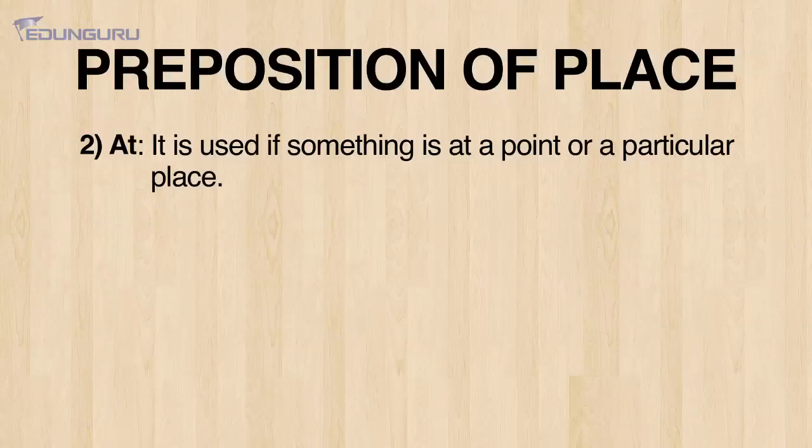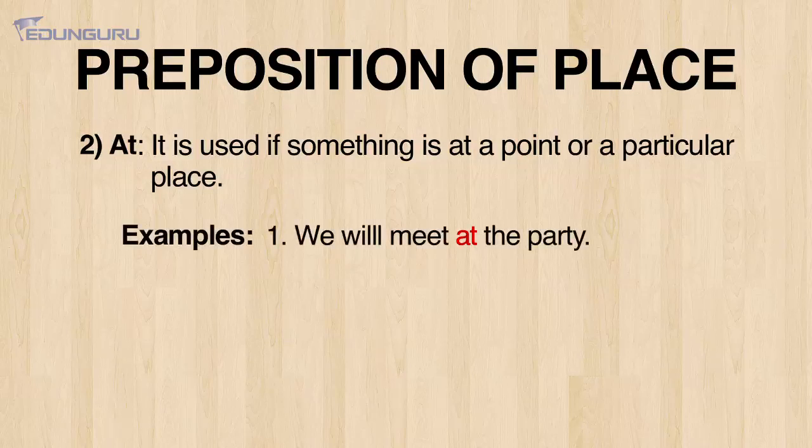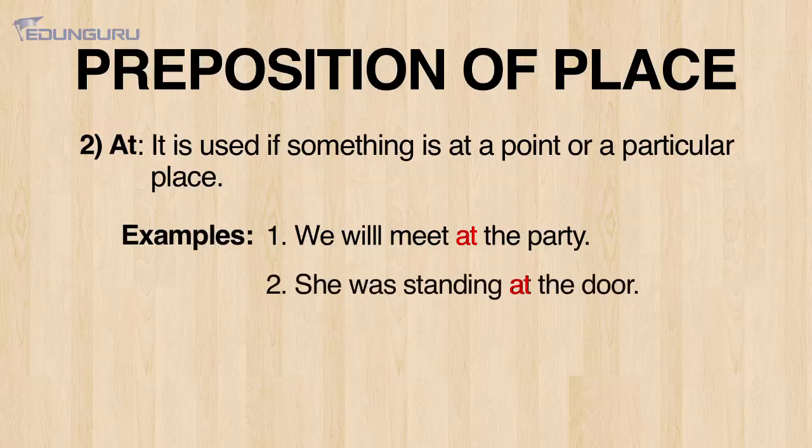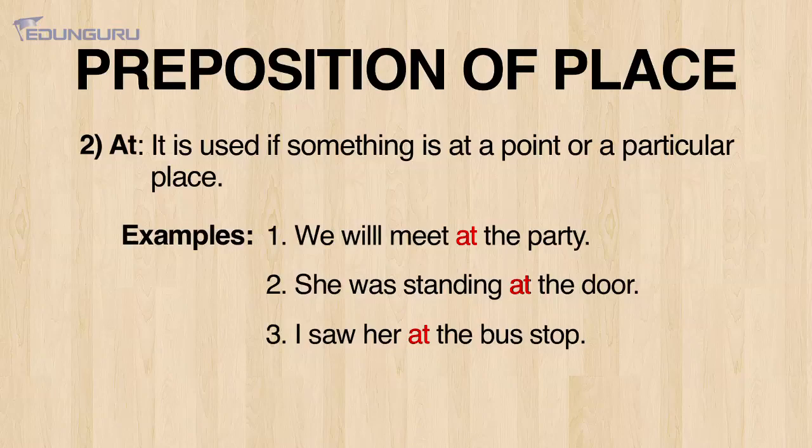Now the second one is at. We use at if something is at a point or a particular place. For example, we will meet at the party. She was standing at the door. I saw her at the bus stop.